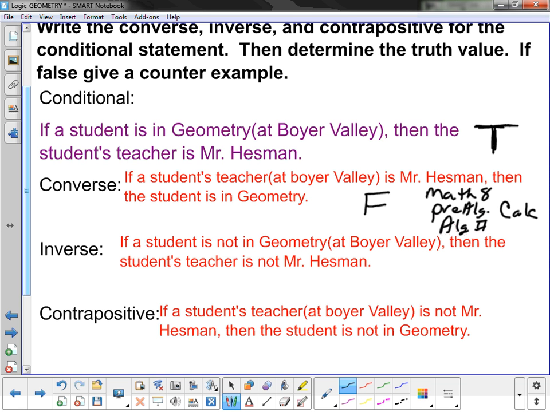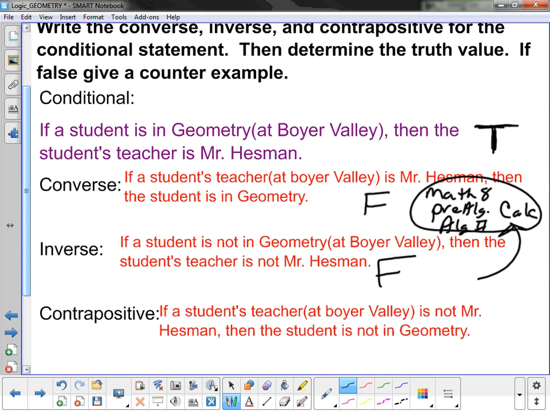What I'd like you to do right now is pause the video and answer the truth value for the last 2. Pause the video, do the truth value. Okay, you're back. So, the inverse. If a student is not in geometry at Boyer Valley, then the student's teacher is not Mr. Hessman. Again, this is a false statement, and I can use any one of those same 4 again.